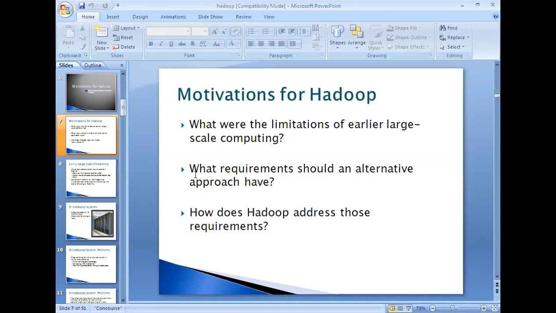Because by keeping that point in mind, they have developed this mechanism. So how does Hadoop address those requirements? These are the three important factors that motivate the development of Hadoop. Now let us look at these three points.